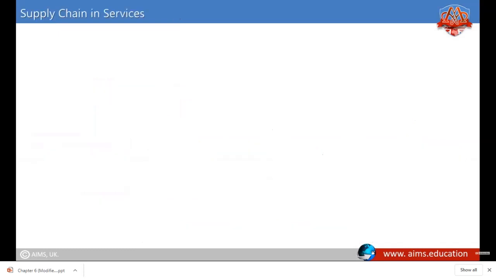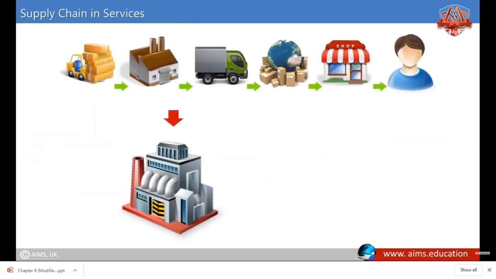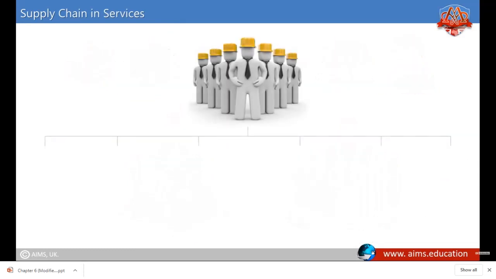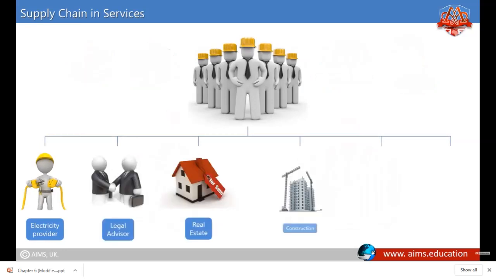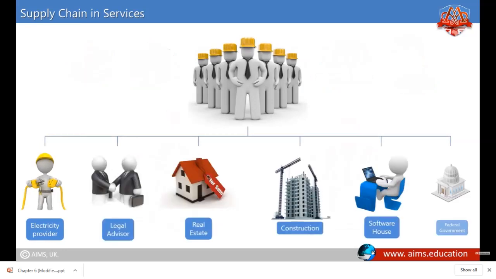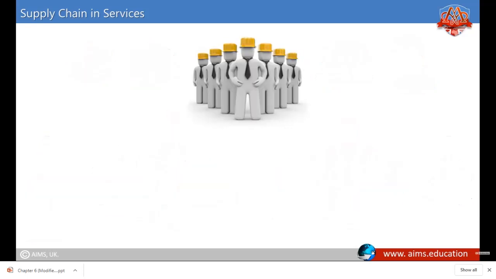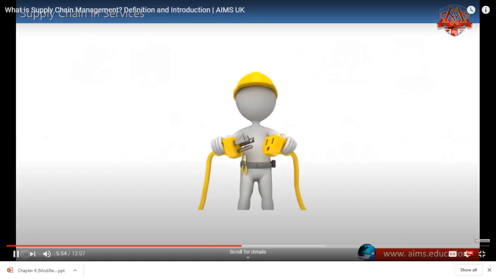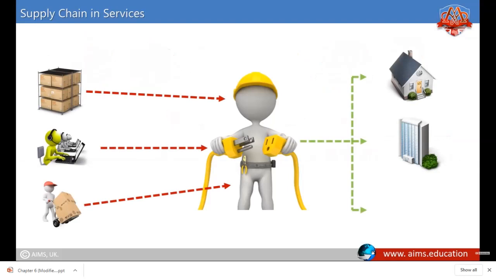Supply chain in services. Initially, the supply chain model was developed for manufacturing, but service industry has supply chains too. A few examples of services industries are electricity provider, legal advisor, real estate, construction, software house, and even federal government. In its broadest sense, service industries include all organizations except farming. Take an electric utility. It receives products, services, and supplies, and dispenses its services to home customers, commercial customers, and to other utilities.